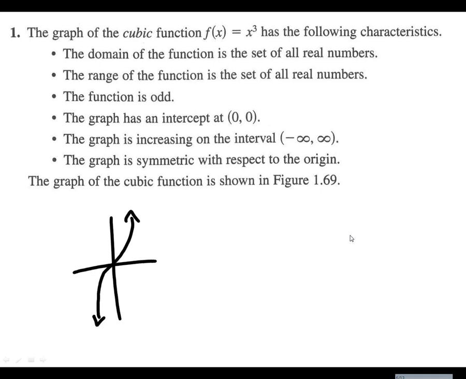Some important points here: 0, 0, which is where our intercept is. Some other important points are 1, 1, and negative 1, negative 1. The range is everything, the domain is everything. It's odd, which means we have symmetry with respect to the origin, and it's increasing everywhere. It's just going up and up and up.